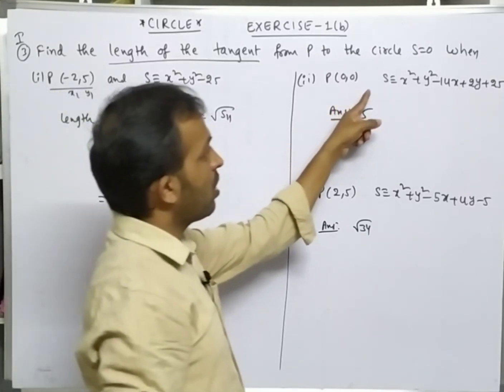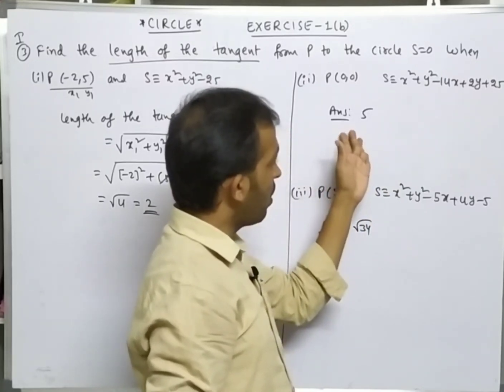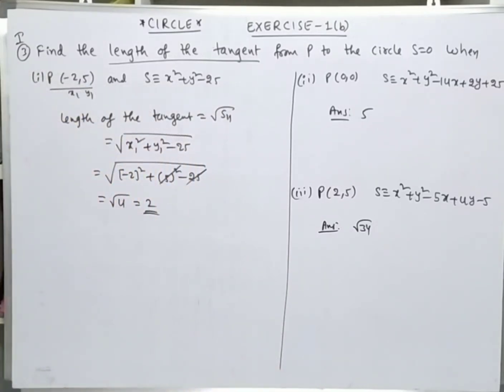Okay, so these are the extra problems. Solve in a similar way. You will get 5 for the second problem and root 34 for the third problem.